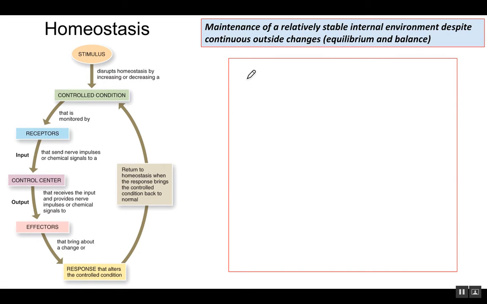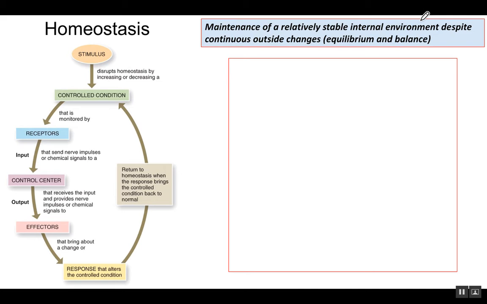In this lecture, we're going to discuss the topic of homeostasis. By definition, homeostasis is maintaining a relatively stable internal environment despite continuous outside changes. Said another way, it's simply keeping the body in equilibrium, in a state of balance. This has to do with a lot of different conditions inside the body.